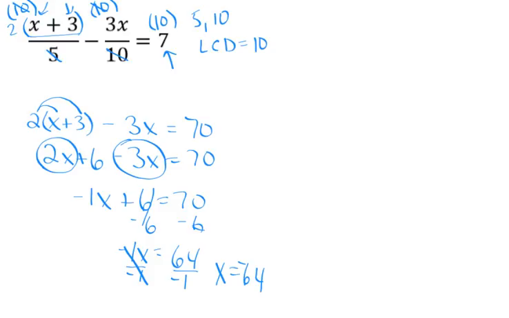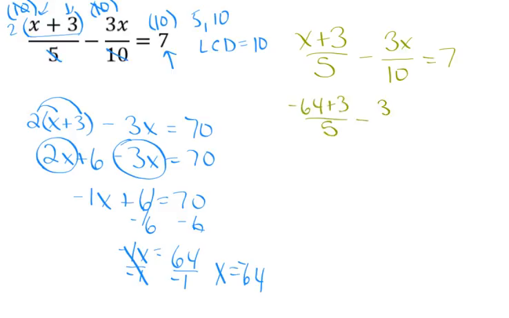So I'm going to do the check. I'm going to use decimals this time so you can see the difference here. So I'm going to rewrite. And then we got to be careful with this negative. So negative 64 plus 3 over 5 minus 3 times negative 64 over 10.